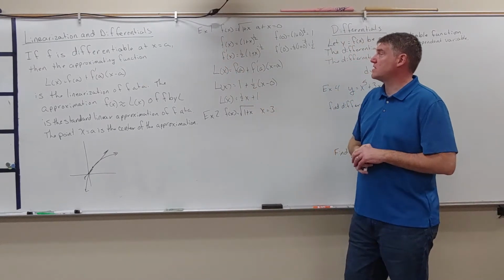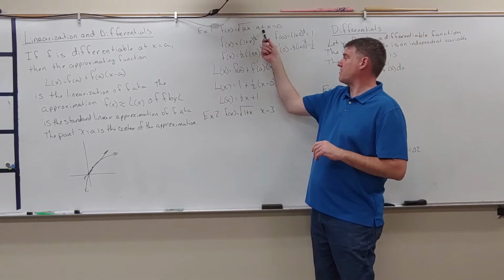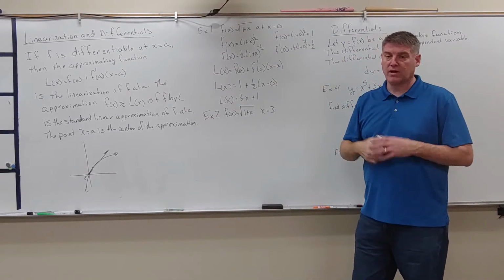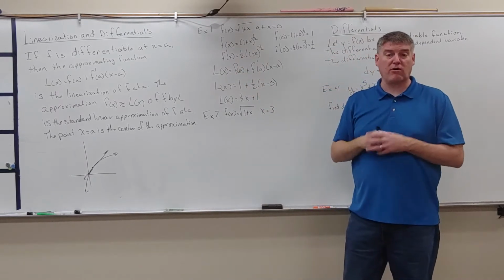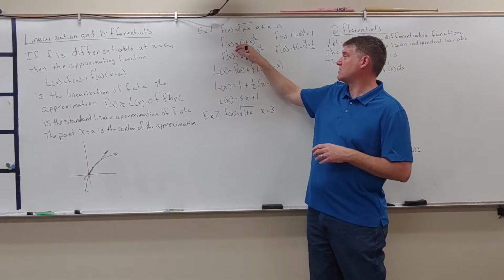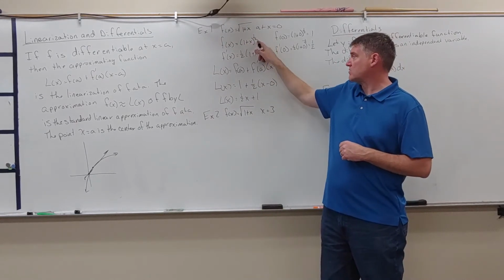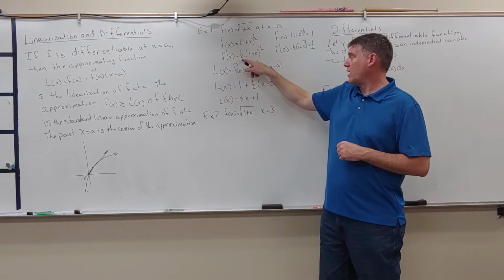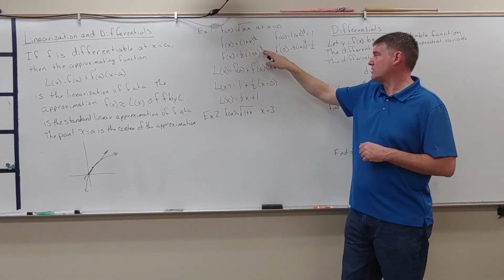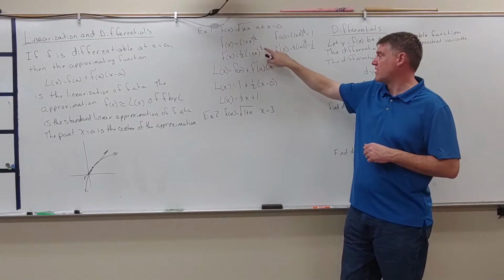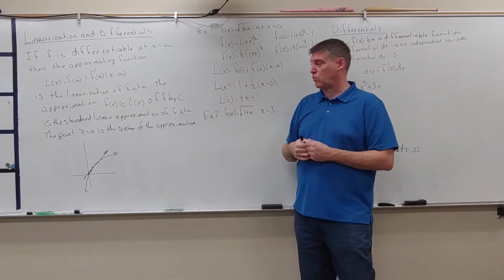I have f of x equals the square root of x plus 1, and I want to find the linearization at x equals 0. So the first thing I'm going to do is write f of x in power form. So that becomes f of x equals x plus 1 to the half power. I'm going to take the derivative of that. So I'm going to bring my power down. 1/2, this inside stays the same, x plus 1, subtract 1 from the power, negative 1/2, times, and I didn't write it up here, the derivative of the inside is 1.